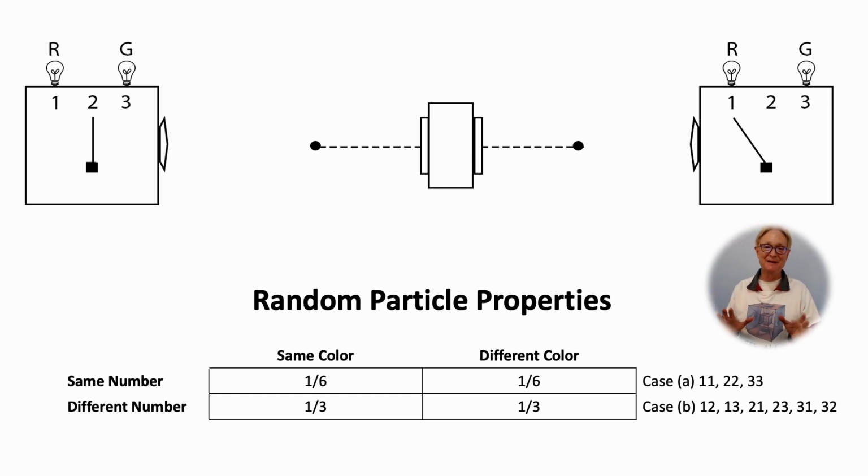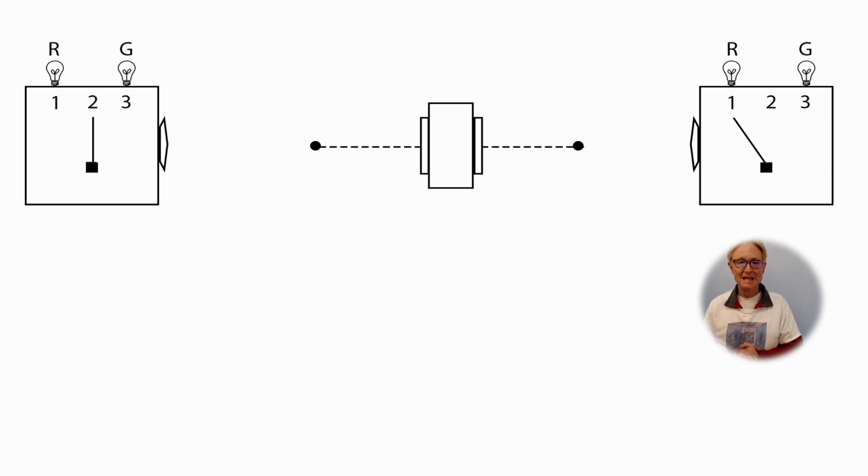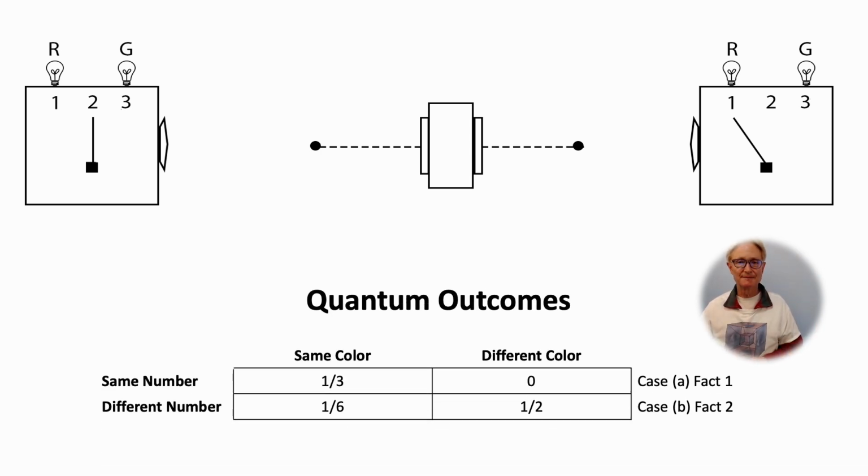Don't worry if you didn't follow it. Just realize that this is the table of results for the random case, and it's not what the Mermin device for quantum mechanics produces. Here is what the Mermin device, or quantum mechanics, produces.